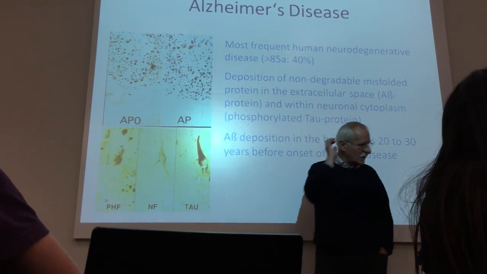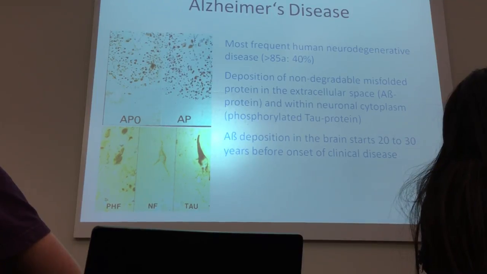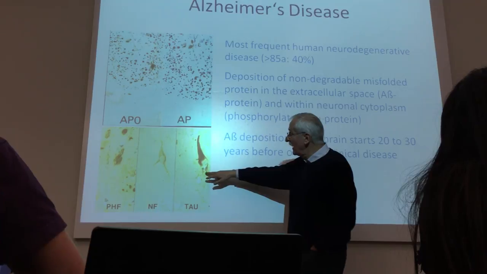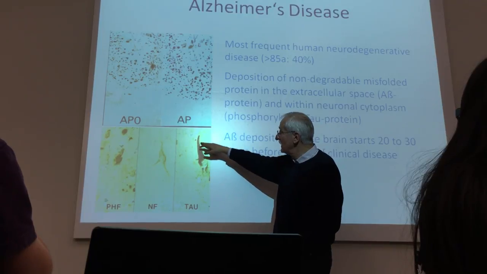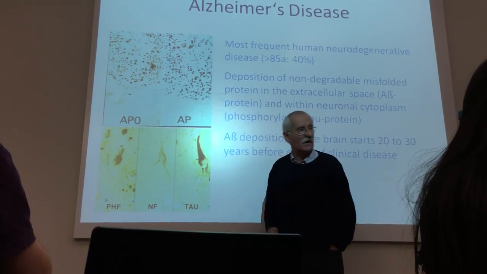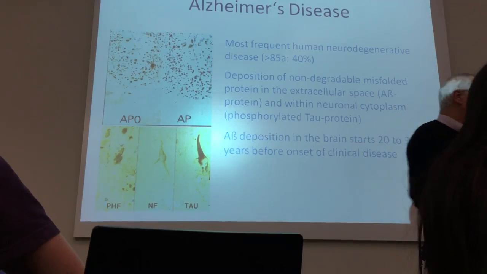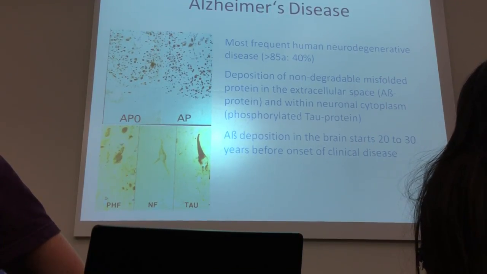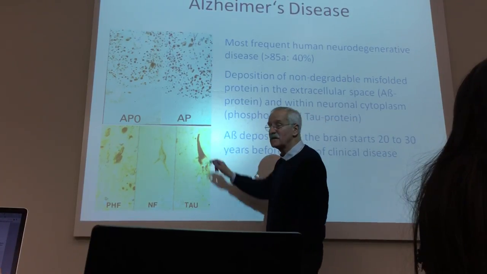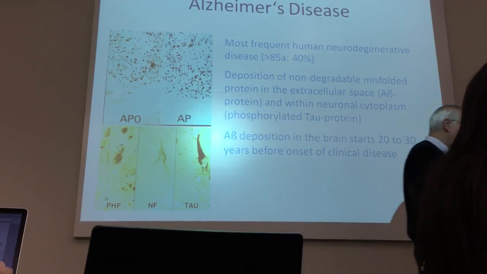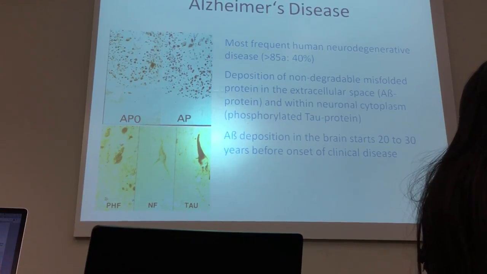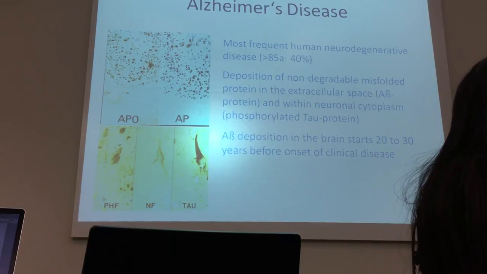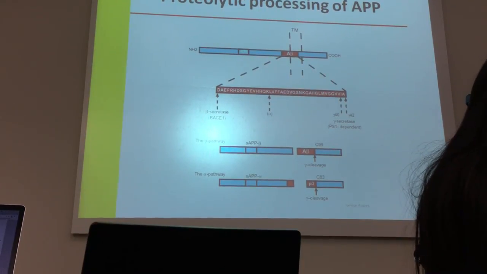And then the second change that he described is the intracellular changes in neurons. You see here a pyramidal neuron, and that should again be completely white, but what you see here is this very dark brown area, and this is a misfolded protein as well. But in this case, in the intracellular tangles, it is not the APP or A-beta protein, but a misfolded hyperphosphorylated tau protein. So, two major changes. Now, where do they come from?